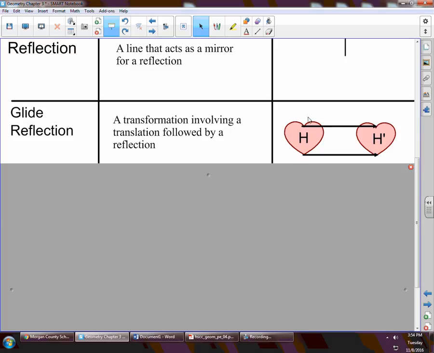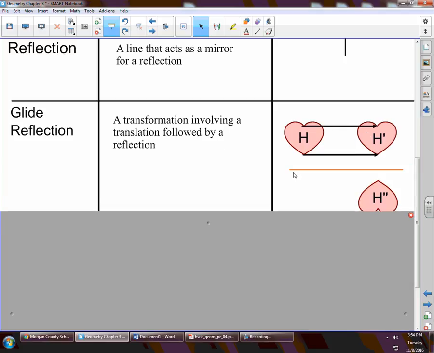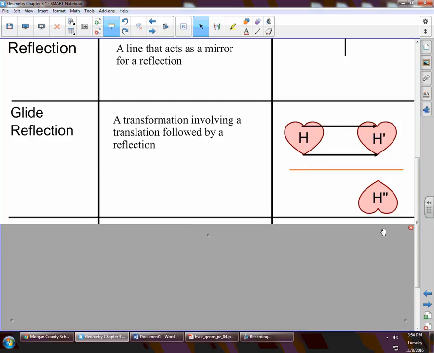We'll just name this whole image an H, and we'll have it slide over here, translating over to H prime, along our vector. So it's going to go along our vector, same distance, same direction, to H prime, followed by a reflection. This orange line is my line of reflection. This heart was flipped upside down to H double prime. It's a glide reflection. It glides and then it reflects.